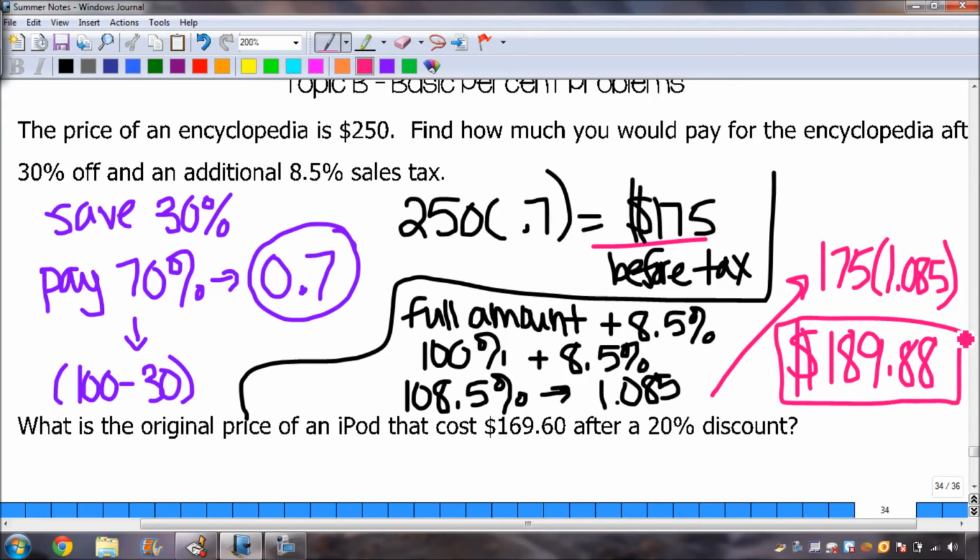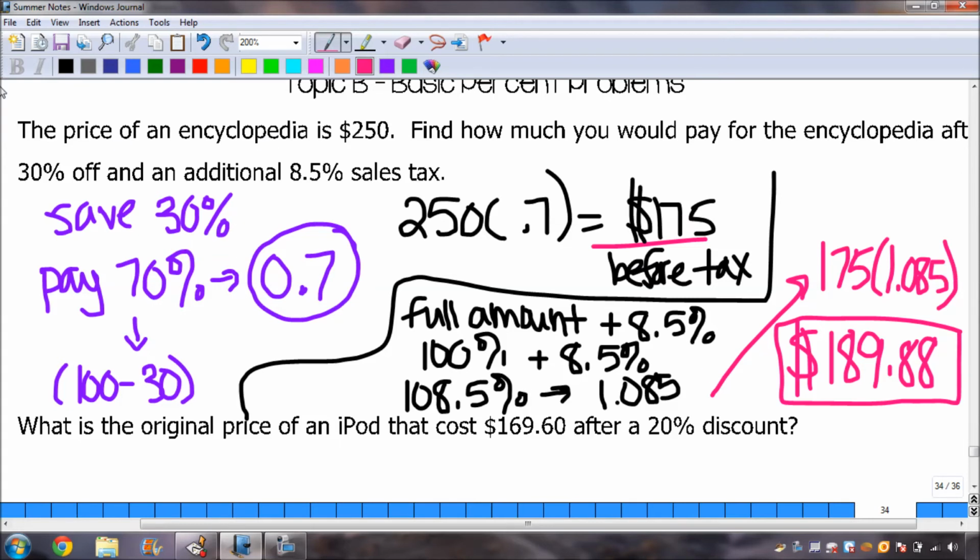This way is shorter, but you have to understand when you can use it and when you can't use it. The other way is nice because whenever you set up a proportion, it's always straightforward, and it helps you figure out where the numbers go, even if the situations look different. Now, here's the thing that I want you to understand.